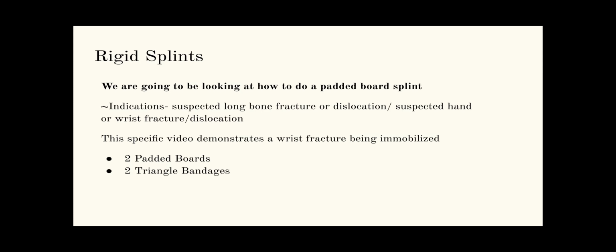So the first skill we're going to do is rigid splints. We're going to be looking at how to do a padded board splint. Indications for this kind of splint could be a suspected long bone fracture. I'm doing it on someone's lower arm, so a suspected forearm fracture, radius ulna, or a dislocation of the wrist, or a fracture of the wrist, because the wrist can be a tricky joint to wrap. But this splint that I demonstrate in the video would work perfectly for it. In the specific video, I used 2 padded boards and 2 triangle bandages.